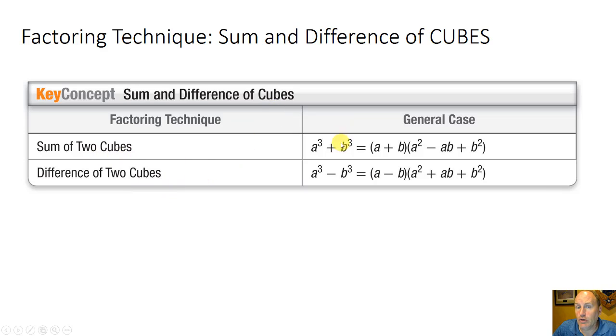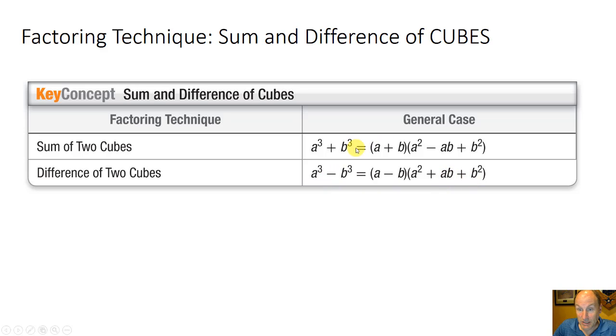A sum of two cubes follows the pattern a cubed plus b cubed, and that's what we're looking for, a perfect cube on either side of an addition. And that's equal to a plus b, the quantity, times a squared minus ab plus b squared. A difference of two cubes follows a similar pattern, a cubed minus b cubed, and that is going to be a minus b times a squared plus ab plus b squared.